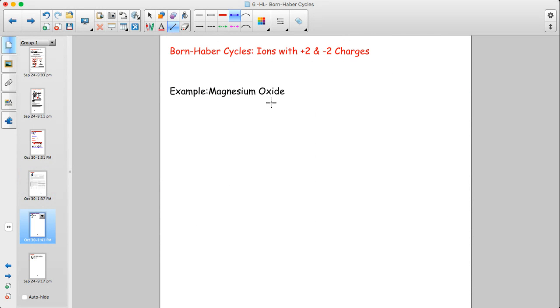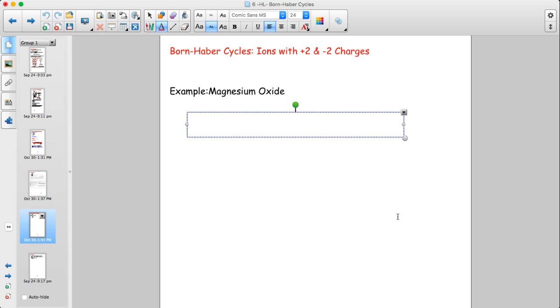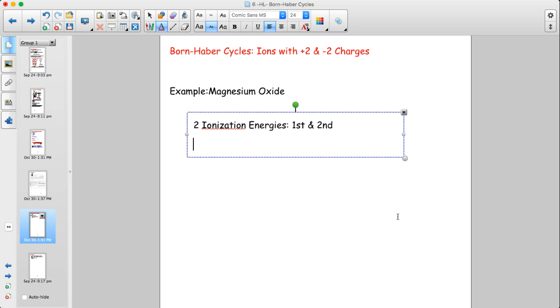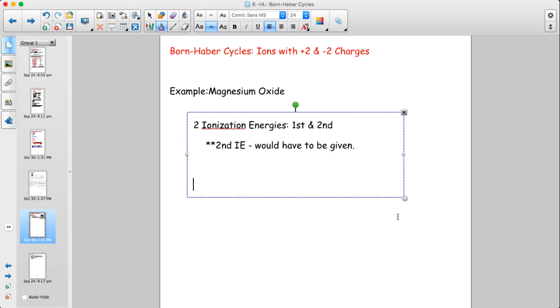And the last thing to point out is there's one sort of twist that can happen, which is that ions with +2 and -2 charges have additional steps. Instead of just one ionization energy, you now have to carry out two ionization energies, the first and the second. The energy to remove the first electron and the energy to remove the second. The second ionization energy would have to be given to you on the test. It's not listed in the data booklet.